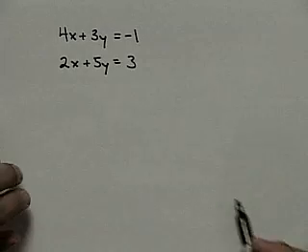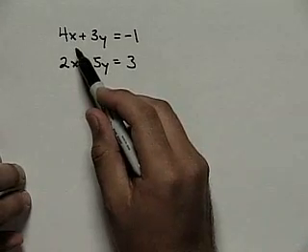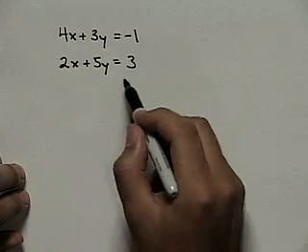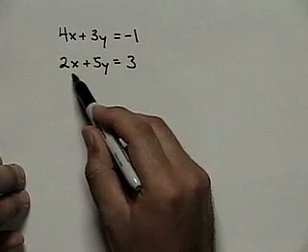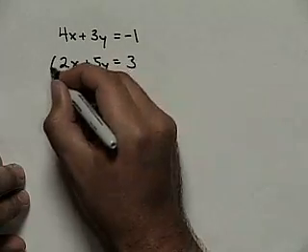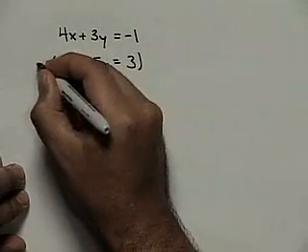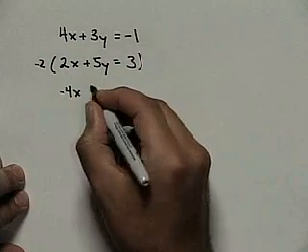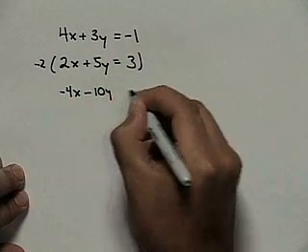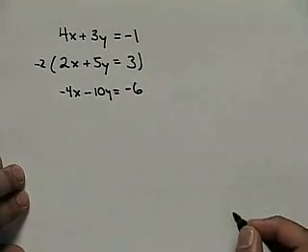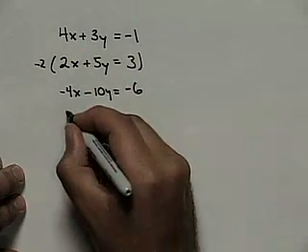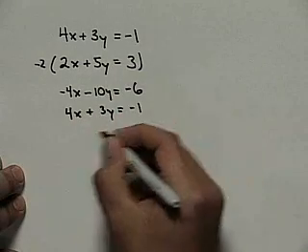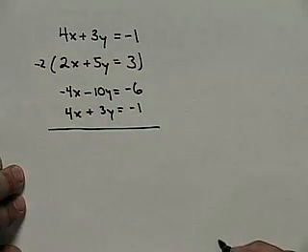So what you may have noticed is that the 4x and the 2x can be altered so that they will eliminate. What I'll do is multiply the second equation by a negative 2, and by doing that, if we multiply this entire equation by negative 2, what we end up getting is negative 4x minus 10y equals negative 6. Now, using that in conjunction with the first equation, which is 4x plus 3y equals negative 1, we can now add these two equations together.